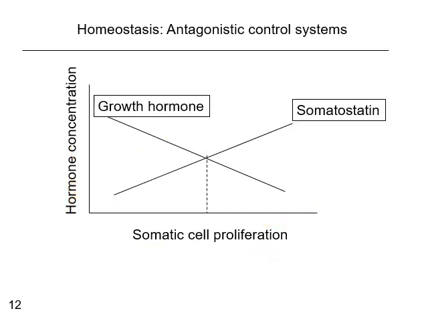The answers are growth hormone and somatostatin. If there is low somatic cell proliferation, growth hormone is produced at a higher level than somatostatin, and the body's cellular proliferation is increased. If there is excess somatic cell proliferation, somatostatin is produced, which inhibits growth hormone. It inhibits the production of growth hormone.